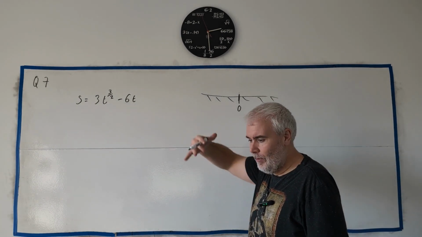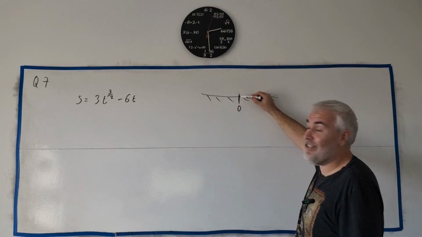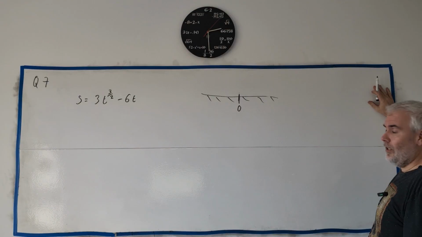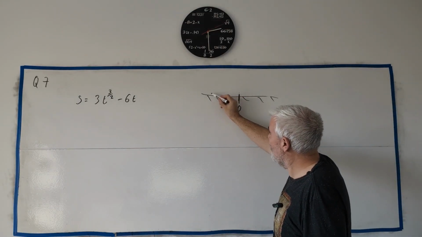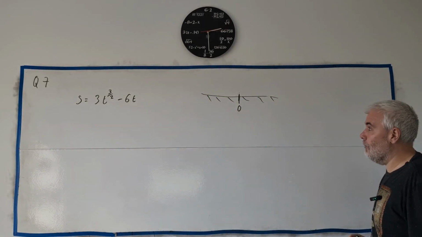After 2 seconds, what happens? You can put in some numbers here. After 4 seconds, I think you'd find they're back at 0. And at, say, 1,000,000 seconds, they're all the way over here. So what is actually happening is going this way, stopping, coming back, and going that way.